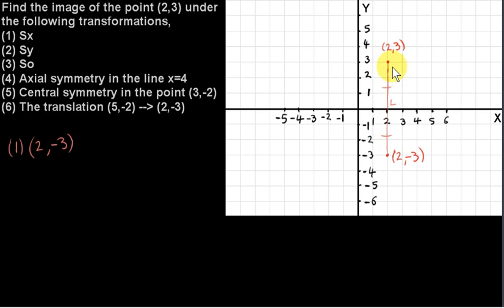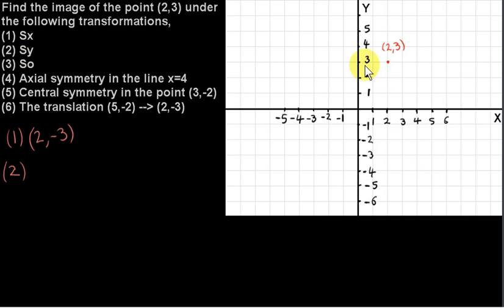So to get the image of a point under axial symmetry in a line, we just move through the line at right angles, and we go out the same distance on the other side. So basically what happens is the y value of the point changes sign, and the x value remains the same. So under symmetry in the x-axis, 2, 3 becomes 2, minus 3.